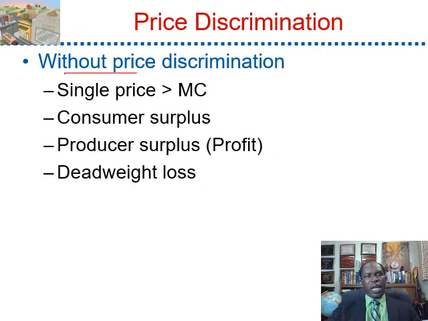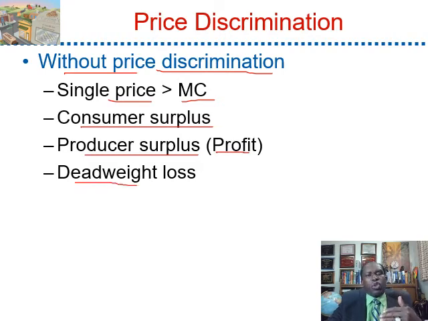Without price discrimination, the monopoly will charge a single price which is higher than the marginal cost. The consumer surplus will be smaller, and the producer surplus, the profit to the monopoly, will be bigger. This will lead to deadweight loss, so a portion of consumer surplus will be lost to the society. The deadweight loss will reduce the economic well-being in that case.